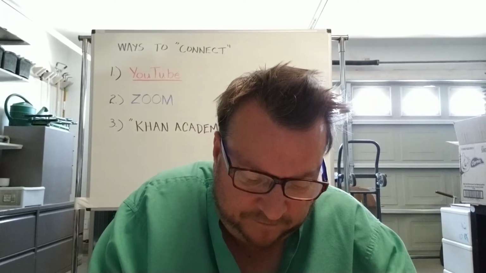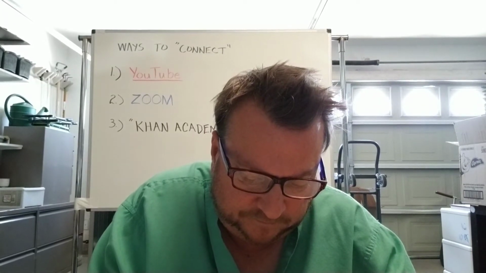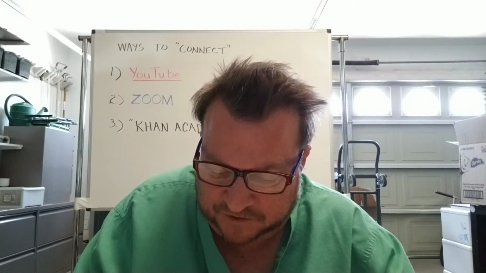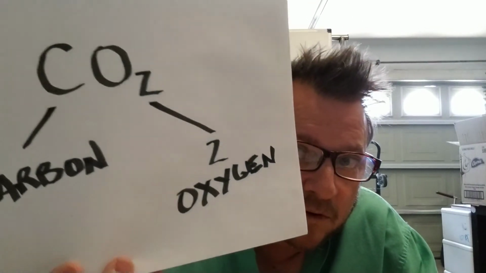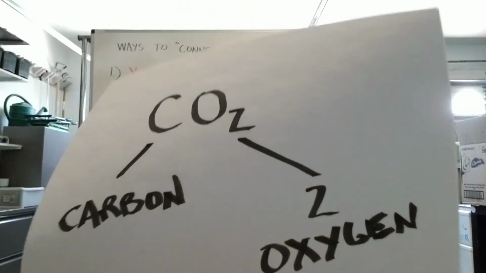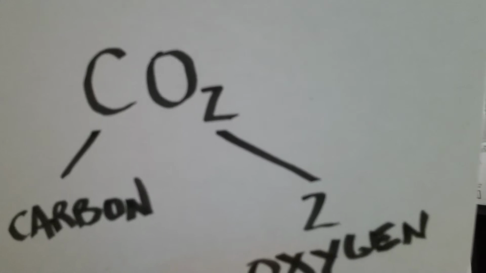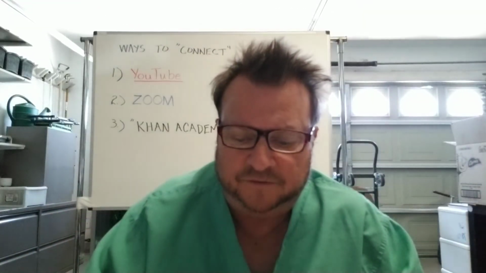What does that mean? Well, we have 1 carbon. And how many oxygen? 2 oxygen. So carbon dioxide is 1, I think you can see it there. 1 carbon and 2 oxygen molecules.